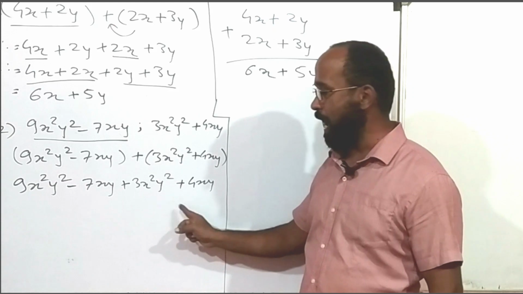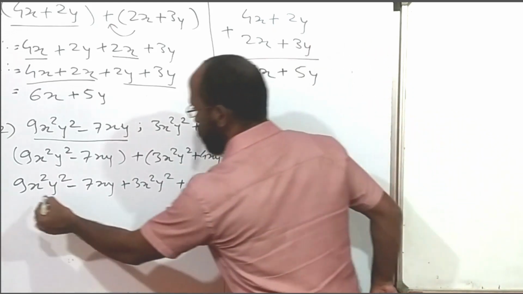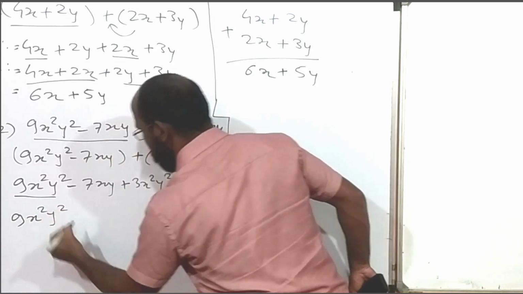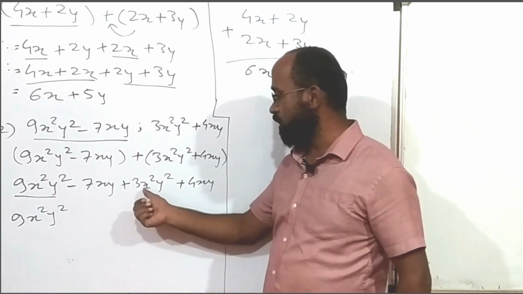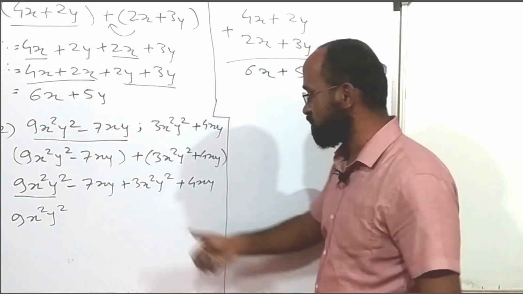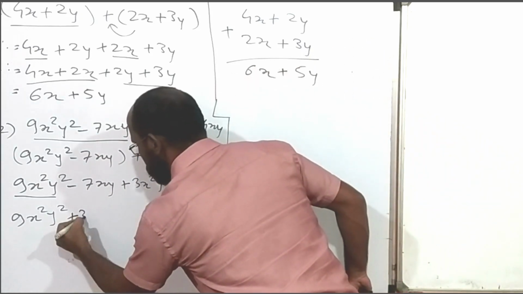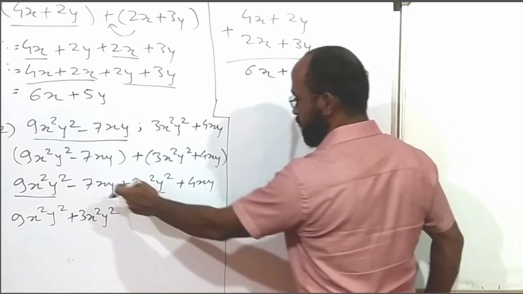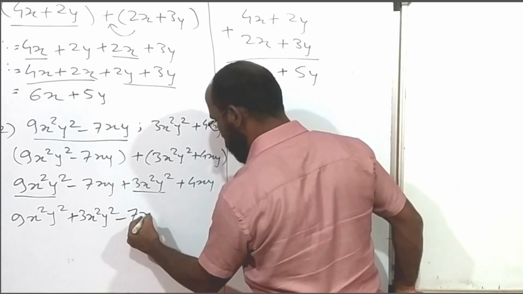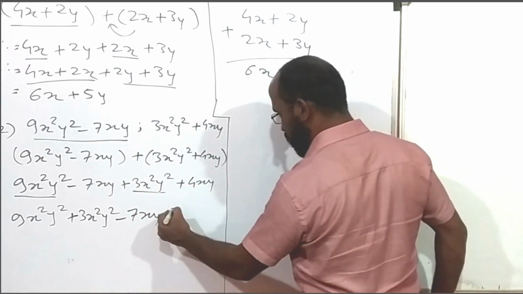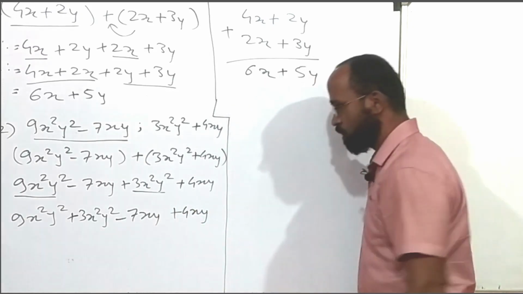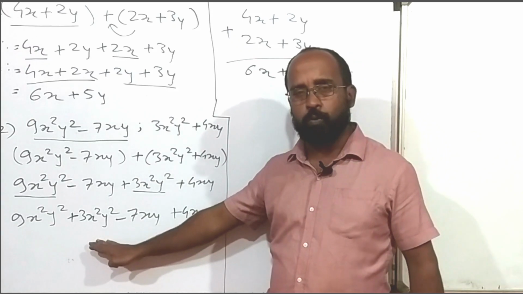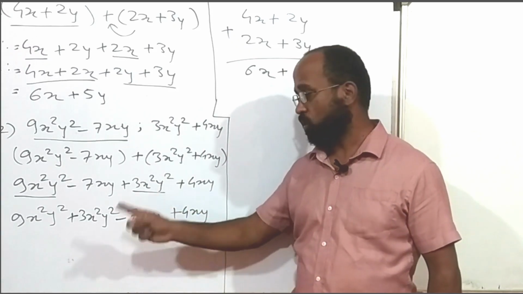Second step, arrange the like terms. Like term, first term is 9x square y square, and its like term with same variable and same indices is plus 3x square y square. Okay, these two terms are over. Then next term is minus 7xy, its like term is plus 4xy. Got it, friends? Now we have to do addition subtraction of terms based on their symbol.